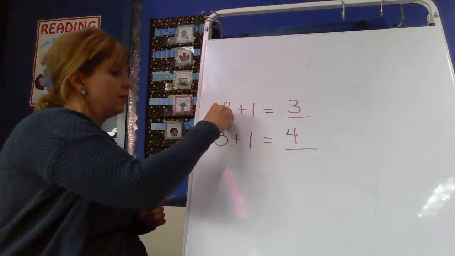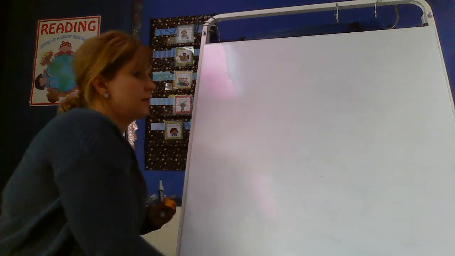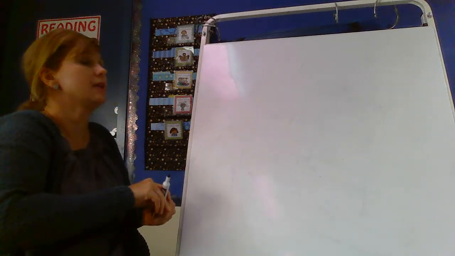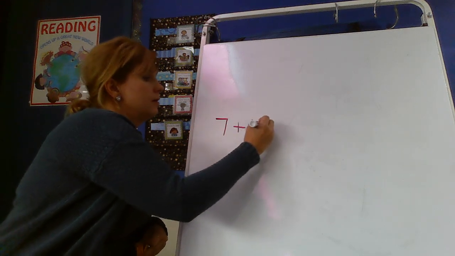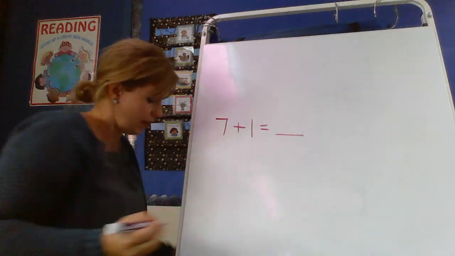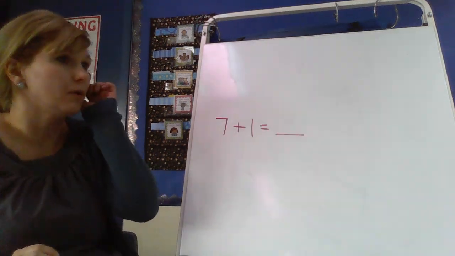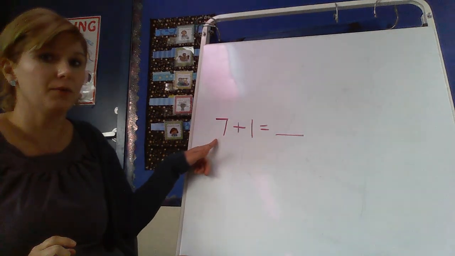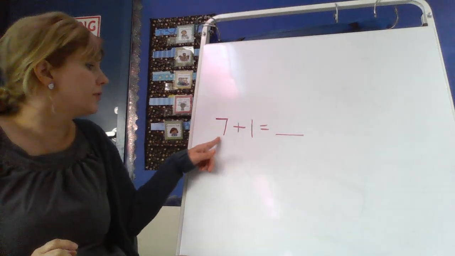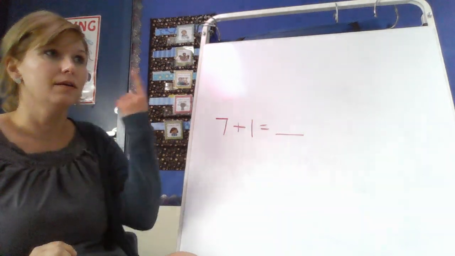Let's try 1 more. This time let's use a bigger number. Let's try 7. 7 plus 1 equals blank. Without even putting the magnets up there, let's remember the rule. Whenever we add 1 to another number, the other number is just going to get bigger by 1, or it's going to be the next number. So think, what number comes after 7? 7, 8.